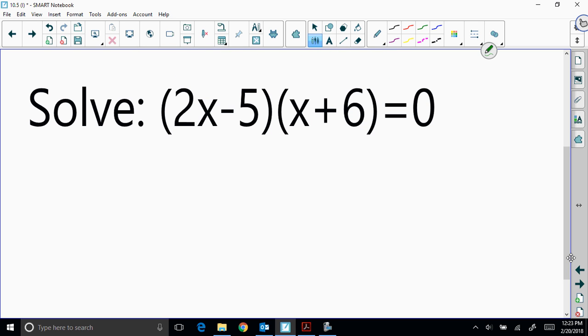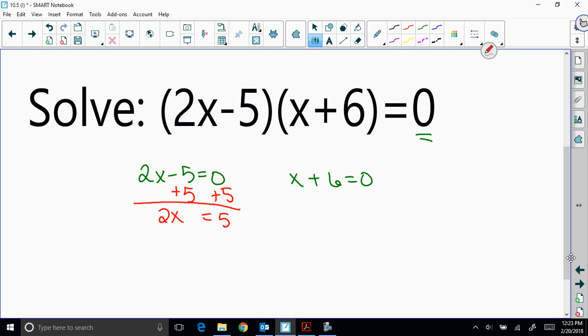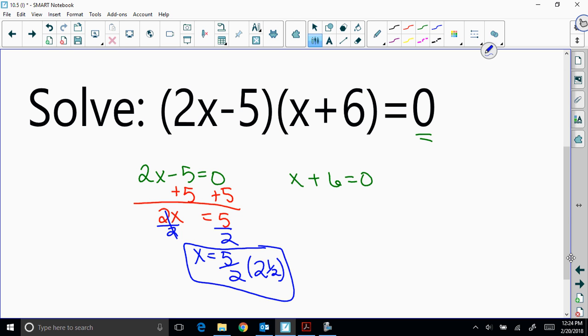Okay, next one, again, they're being multiplied together. It's equal to 0, so I can separate and set equal to 0. And then I'm going to solve. So I'm going to add 5 to both sides. So 2x equals 5. And then I'm going to divide by 2. So x equals, and it doesn't go in evenly, you're going to bring down your fraction as is. You're just going to leave it as 5 over 2, or if you want to write it as 2.5, you can. But we're trying to stay away from decimals. And then here, subtract 6 on both sides, so x equals negative 6.